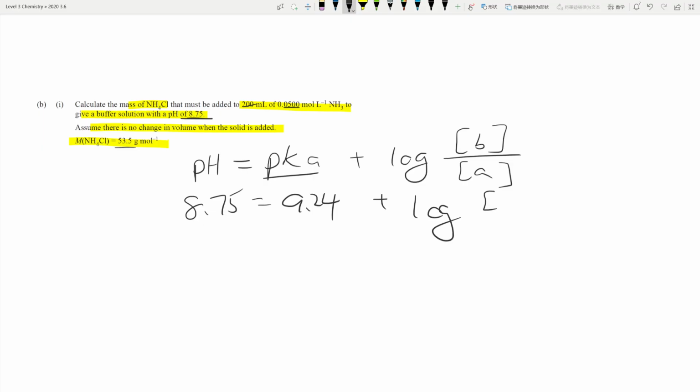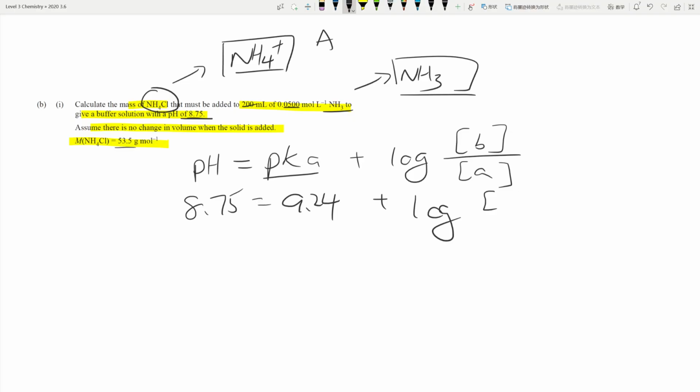Plus log base over acid. Which one's the base? So what are we calculating? We're calculating the NH4Cl. So we have NH4 plus, and here we have NH3. And just take 5 seconds, pause the video, and actually tell me which one of the two is the acid, which one of the two is the base. Okay, so I won't spoil that. So quickly think. Pause if you need to think about it. This is going to be acid, this is going to be base.